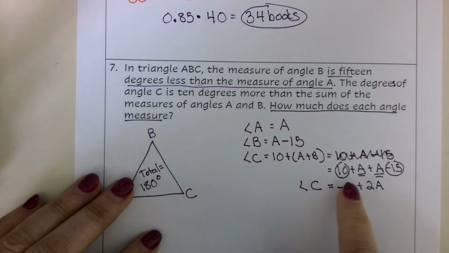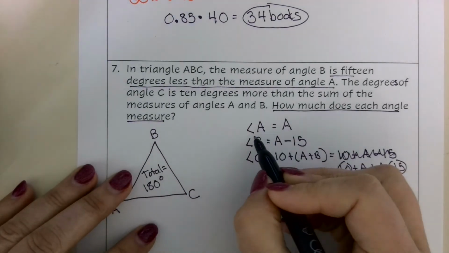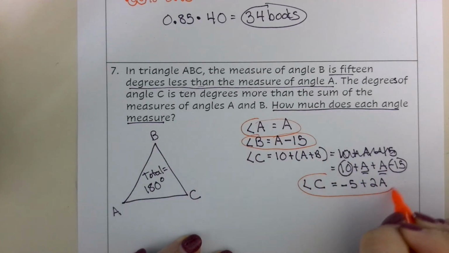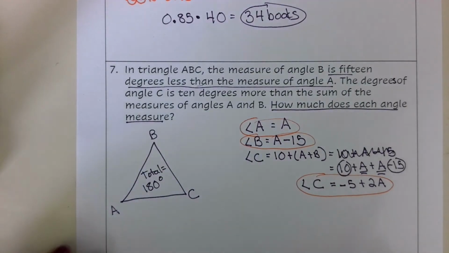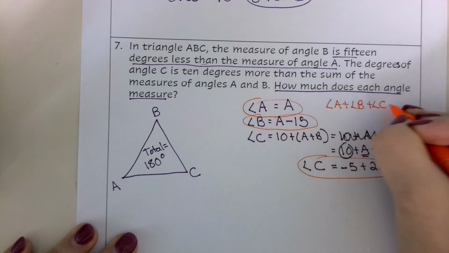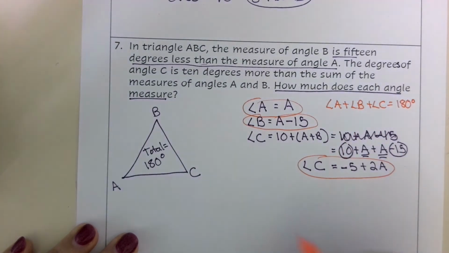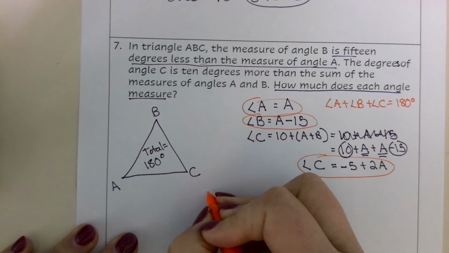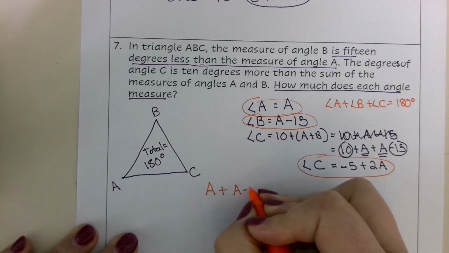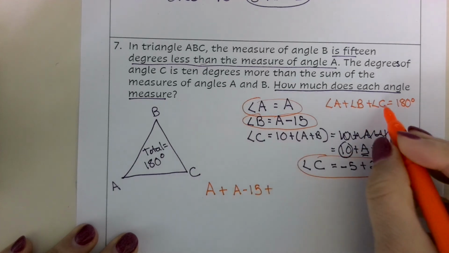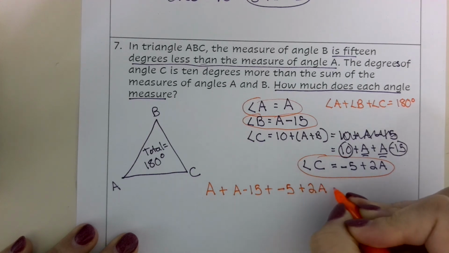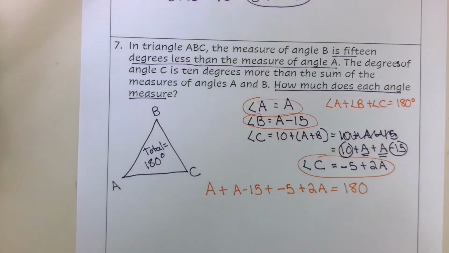So now I have the 3 angles in terms of angle A. I'm just going to circle them in orange so I really can see it. So let's set up our equation. I know that angle A plus angle B plus angle C will equal 180 degrees. So angle A is A, plus angle B is A minus 15, plus angle C is negative 5 plus 2A, and it all equals 180.